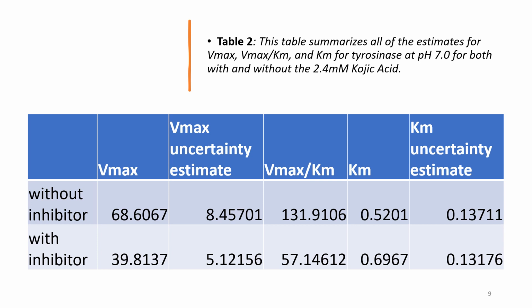So here in table 2, we are seeing a summary of all the estimations for Vmax, Vmax over Km, and Km for the tyrosinase at pH 7. And then we are seeing it with inhibitor and also without the inhibitor. So a few things to note here. We can see that without the inhibitor, the Km was lower than with the inhibitor. So that Km increased. We also see that the Vmax was significantly higher without the inhibitor than it was with the inhibitor.